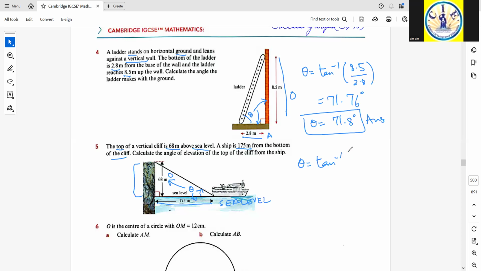So angle theta should be equal to tangent inverse of the opposite side, that is 68, divided by the adjacent side, that is 175. So using the calculator, shift tan 68 divided by 175, which gives 21.23, and giving the answer to one decimal place, it should be 21.2 degrees. That is the answer to question number 5.